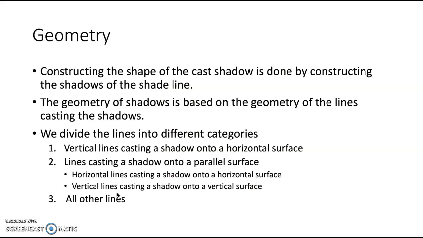To construct the geometry of the shadow, we work with certain categories of lines. The three categories that we'll be looking at in these exercises are vertical lines casting a shadow onto a horizontal surface, lines casting a shadow onto a parallel surface, thus horizontal lines casting a shadow onto a horizontal surface, or vertical lines casting a shadow onto a vertical surface, and then all other lines.